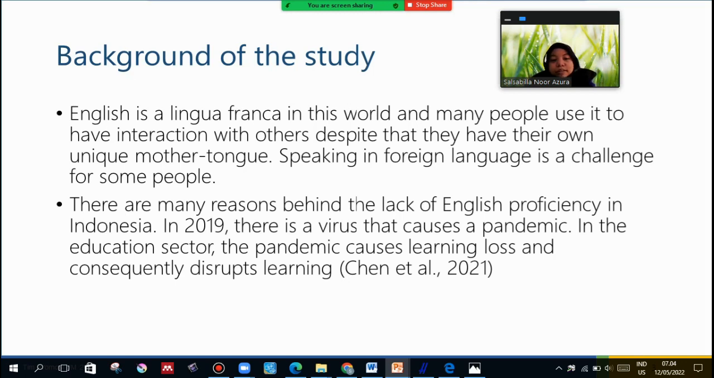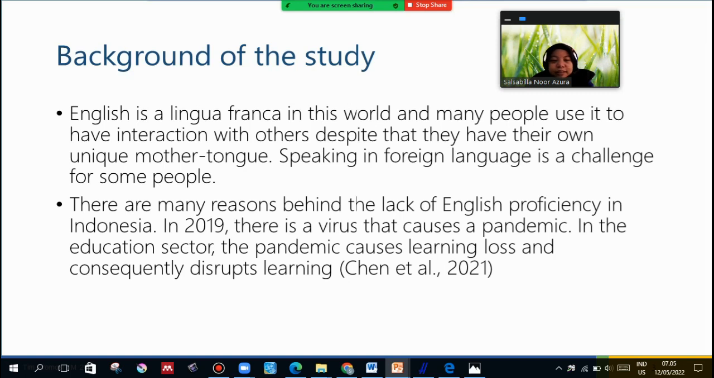English is a lingua franca in this world, and many people use it to have interaction with others, despite that they have their own unique mother tongue. Speaking in foreign language is a challenge for some people. There are many reasons behind the lack of English proficiency in Indonesia.